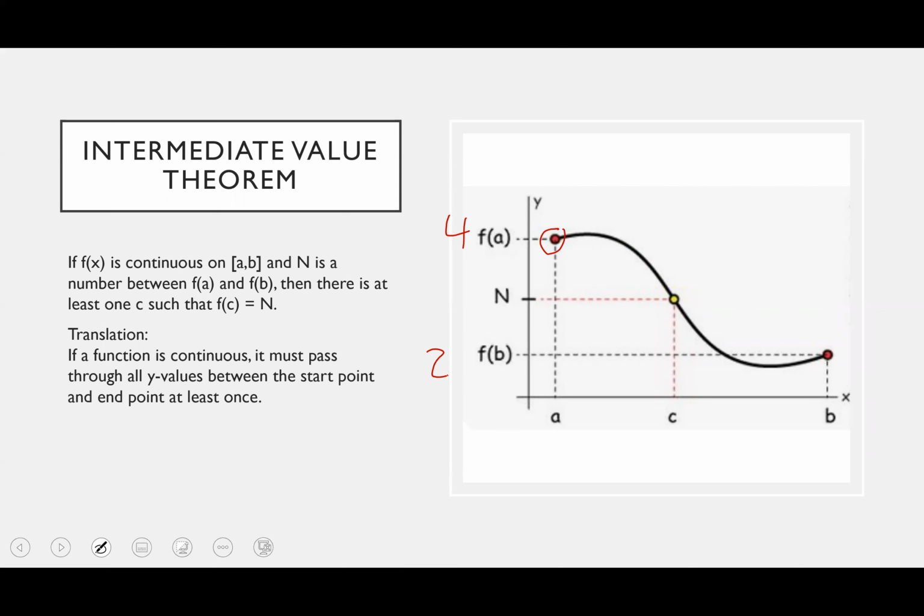It is possible to pass through them twice. So we could have something like this, where I pass through all of these values a bunch of times. But I have to pass through each value at least once in order to get from point A to point B.